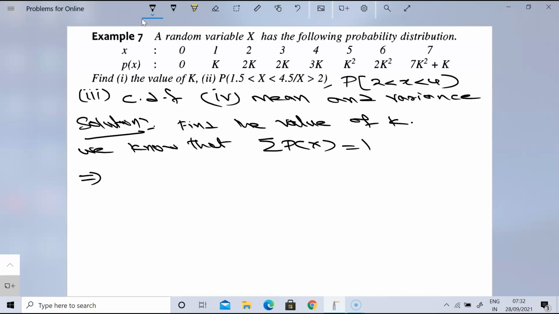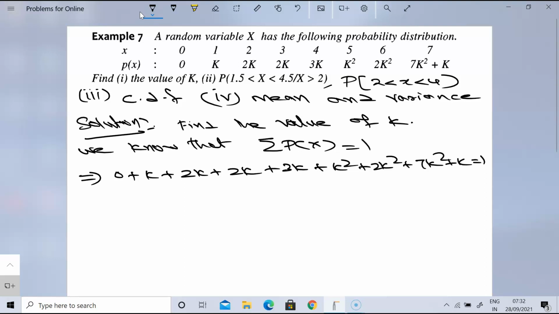So what does it mean? Its meaning is just add the probability. Add the probability means in this second row is there, no? 0 plus k plus 2k, 2k. Add this one and equate it to 1. So when I add this one, it's 0 plus k plus 2k plus 2k, next 3k plus k squared plus 2k squared plus 7k squared plus k is equal to 1.